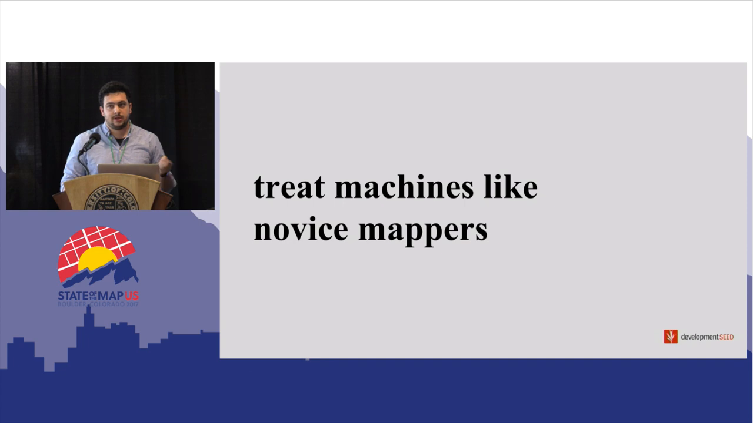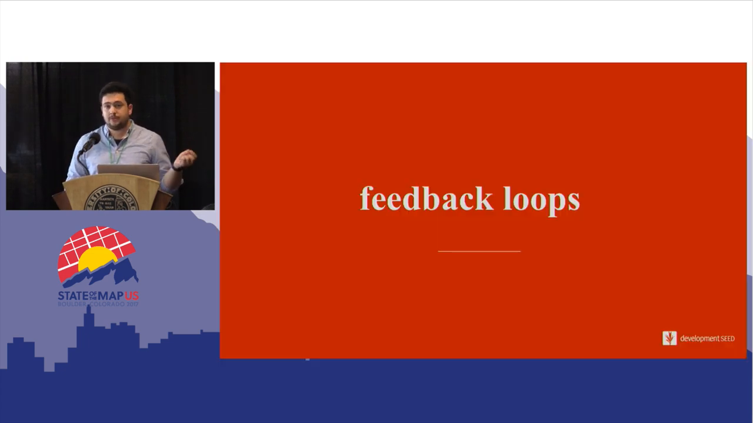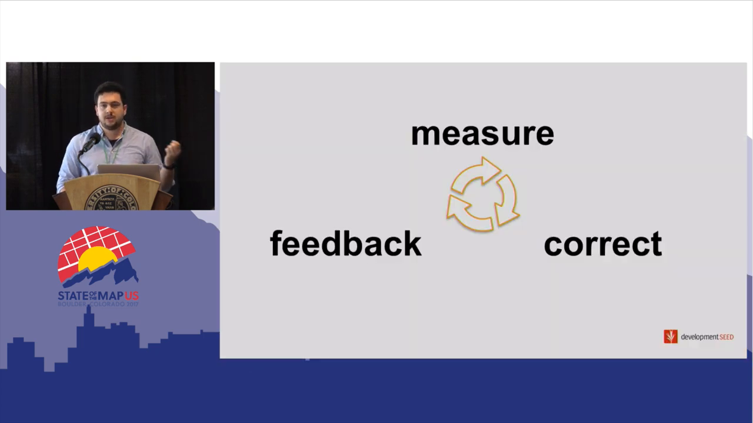So if we can treat machines like novice mappers, we can start building validation pipelines for them. We can even personify machines. If they take feedback from the ground, we can say Alice is a machine mapper that's great at mapping Seattle, but Bob is a machine that maps out Thailand very well. So let's talk about feedback loops. In a validation pipeline, you have to measure a behavior, you have to correct for that behavior, and then you have to give feedback to the mapper, whether machine or human.